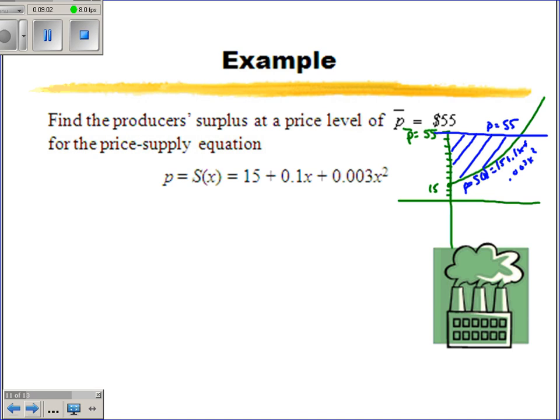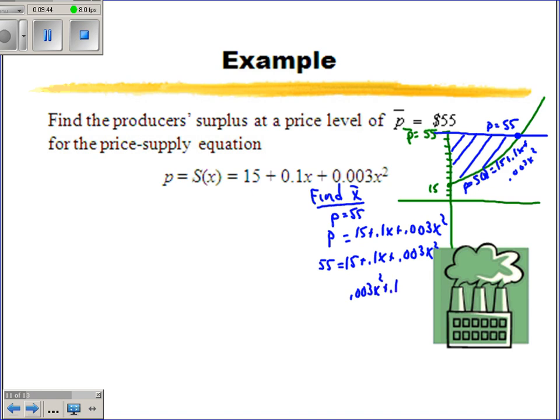Okay, so to set this up, the first thing we need is to figure out what the X is. What is the X here where that price-supply equation is intersecting with that 55 price level? So we're going to have 55 for the price, and we're going to look at this price-supply equation of 15 plus 0.1x plus 0.003x squared, and find their intersection. So we're finding X bar here. So we're going to have 55 equal to 15 plus 0.1x plus 0.003x squared. It's a quadratic, so I want everything on one side. So I'm going to have 0.003x squared plus 0.1x minus 40 equal to 0.